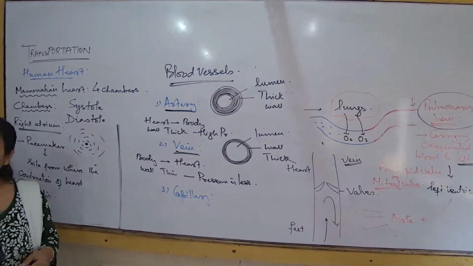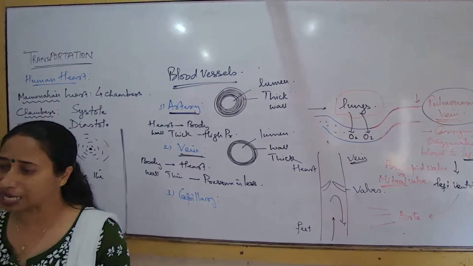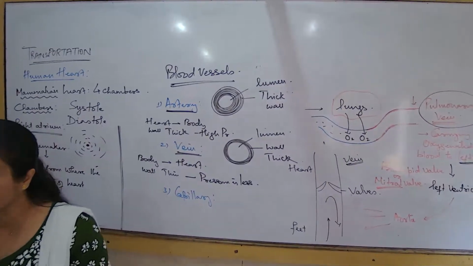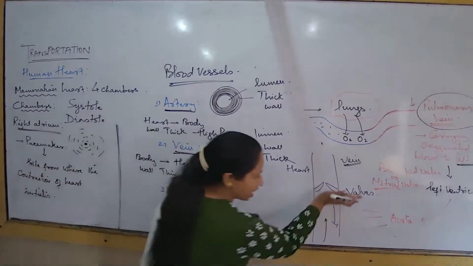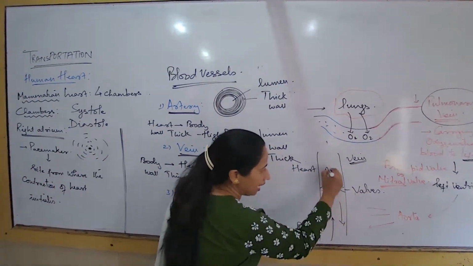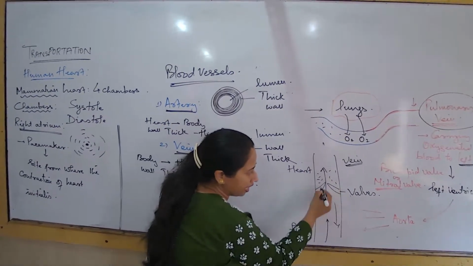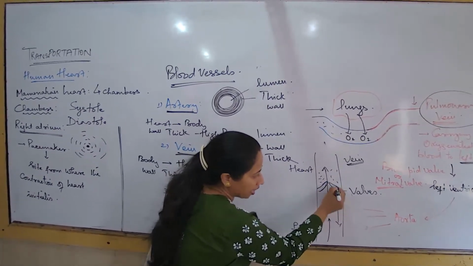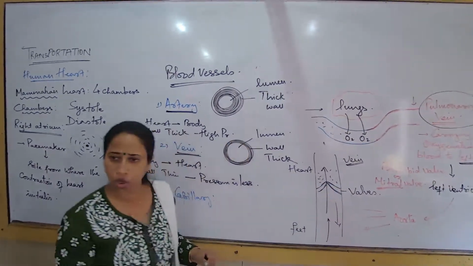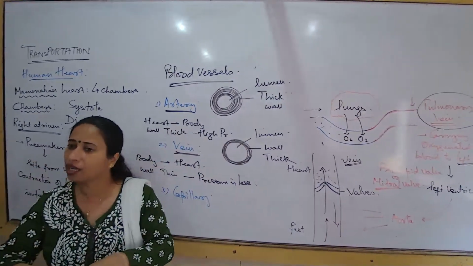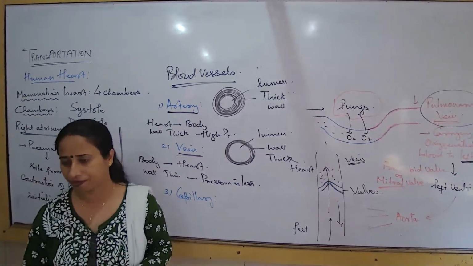Then what was the job of the valve we studied? Prevent backflow. So as soon as small amount of blood has entered, as soon as small amount of blood has filled in, this valve will close down. This valve will close and not allow the backflow to happen.